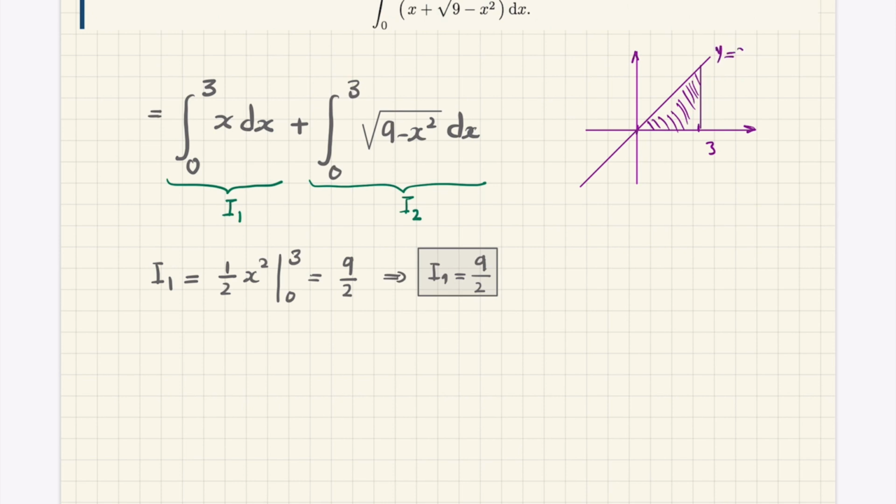Y is equal to x. So if I ask you what is this height, you would say 3. Why? Because x is 3. When I put it here, y also becomes 3. And here is 0. So then the area is equal to what? 3 times 3 divided by 2. And you get the same answer, 9 over 2.